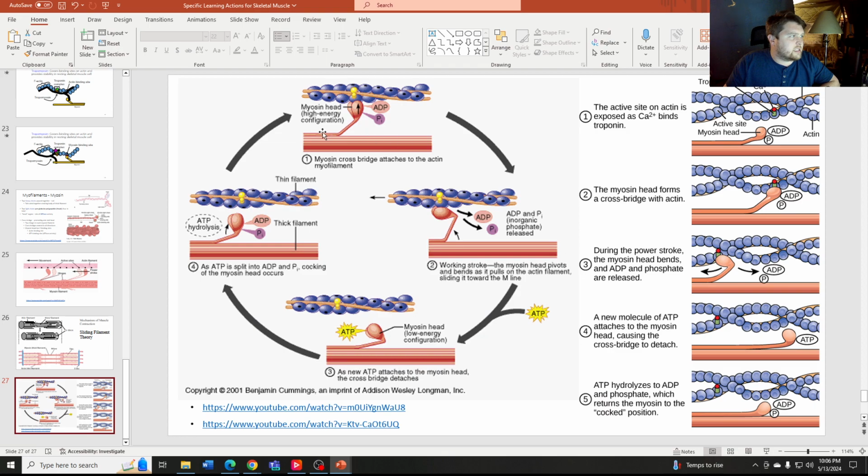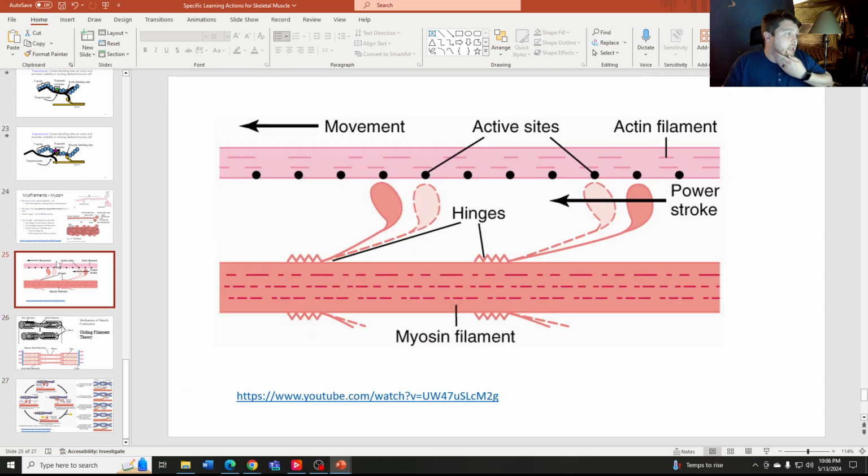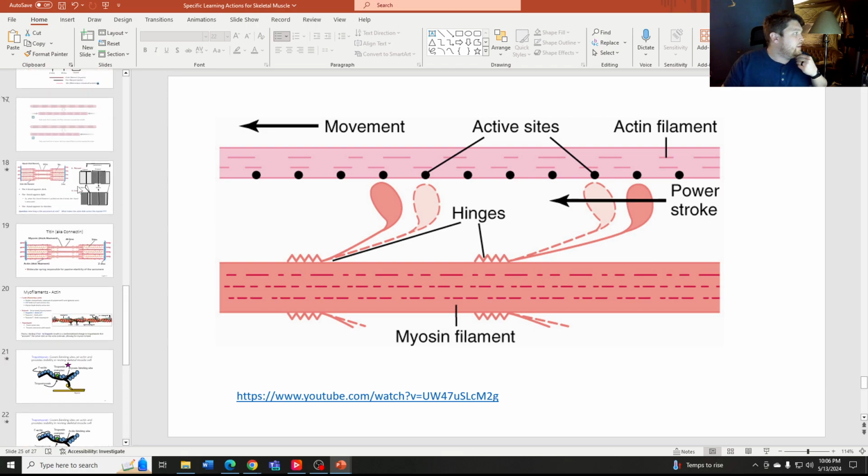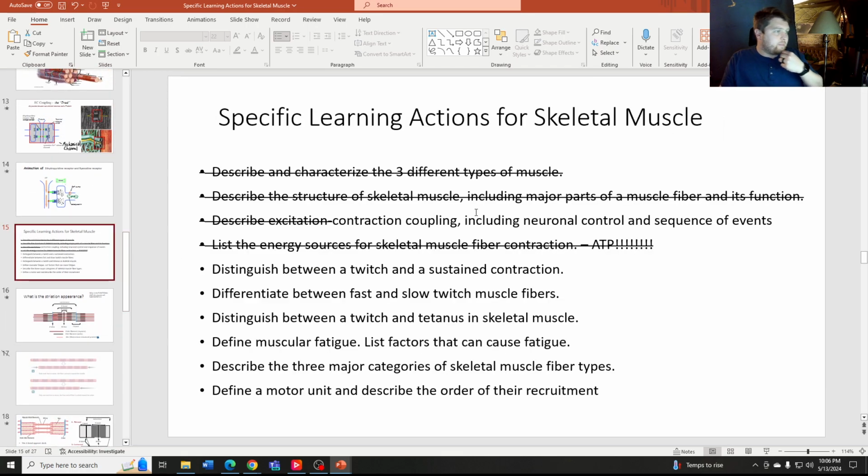A couple more slides. This is another slide showing that step-by-step just within the actin and myosin, all that good stuff. You can pause to read over that if you would like.